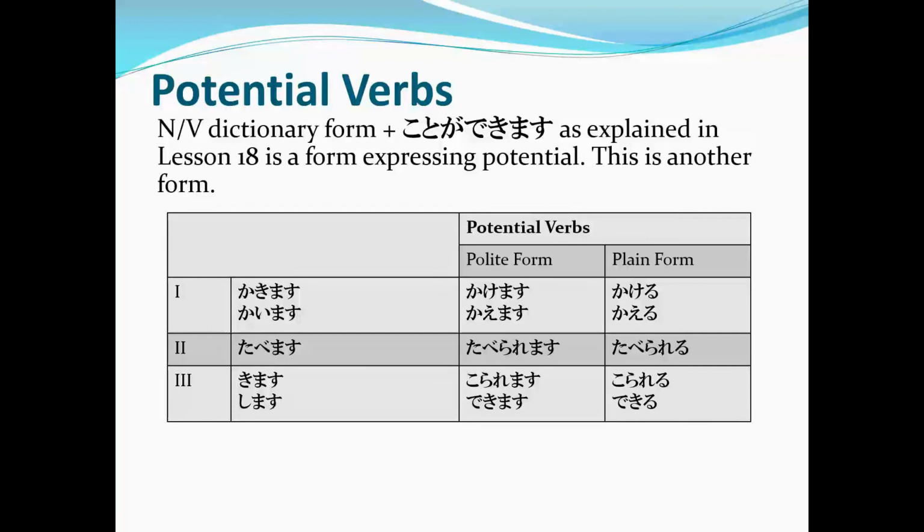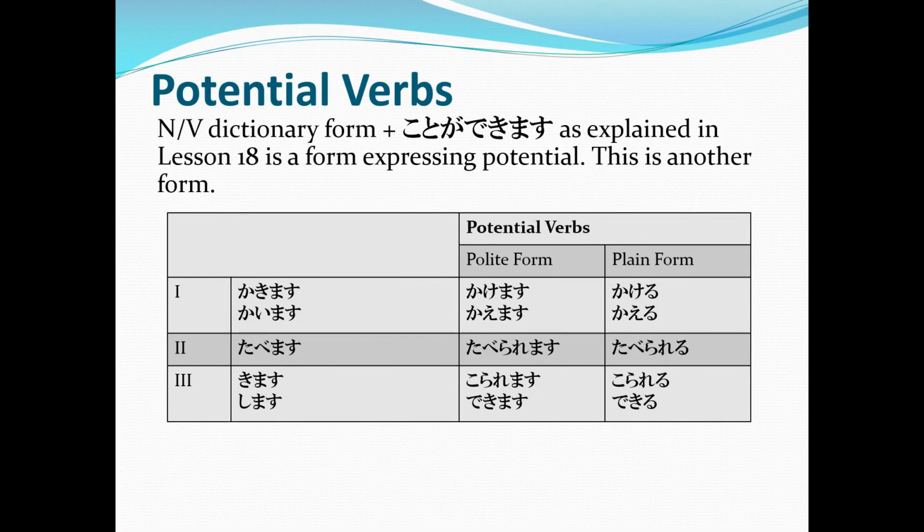Now let's move on to those group 3 verbs that are nouns, then we add shimasu to make it a verb. Nouns plus shimasu to make it a verb. Now for this one, you just have to change shimasu to dekimasu to make it a polite form, and to make it a plain form, just dekiru.